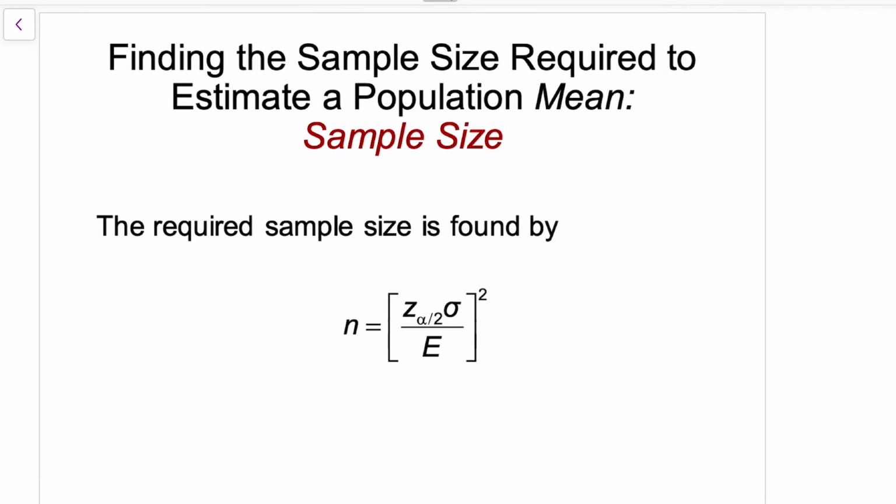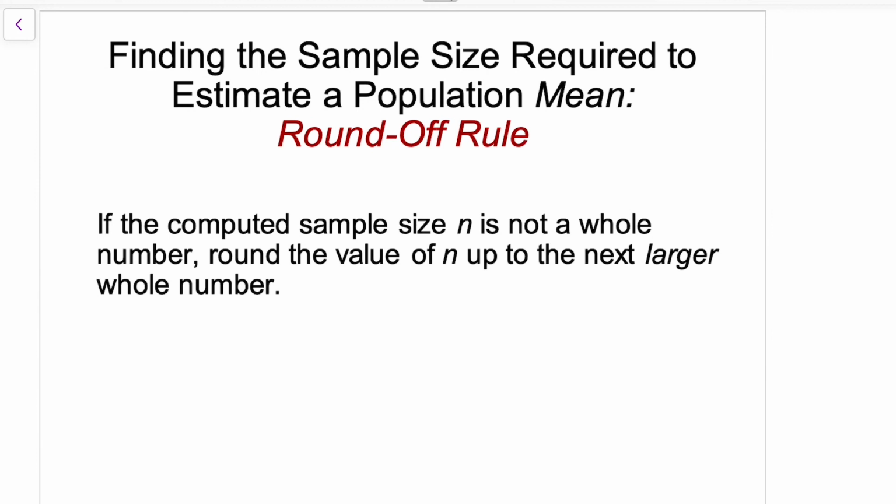If I want to find a sample size required to estimate the population mean, I'll use this formula. N is equal to z sub alpha over 2 times sigma divided by my margin of error E, all squared. Again, because n represents the number of people or number of items I need in my sample, I'm going to always round this number up to the next whole integer. I don't use my typical rounding rules of rounding down or rounding up.